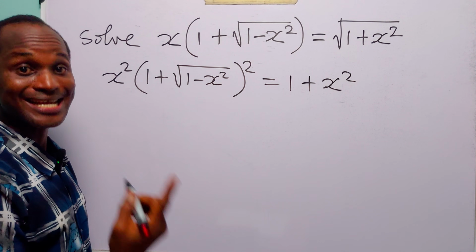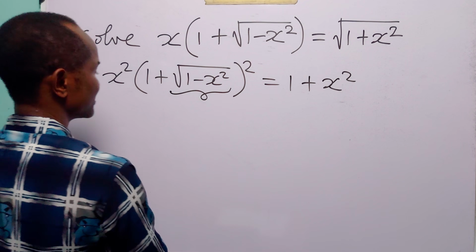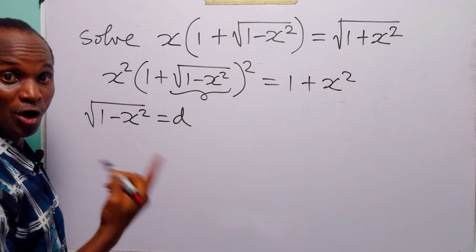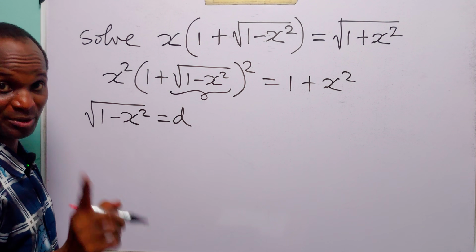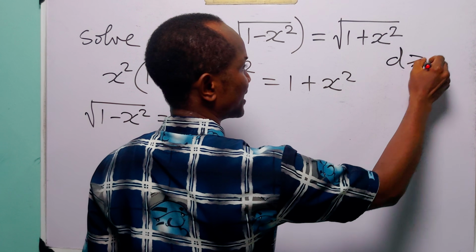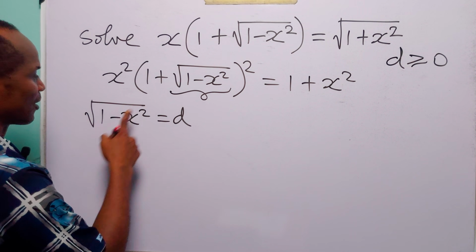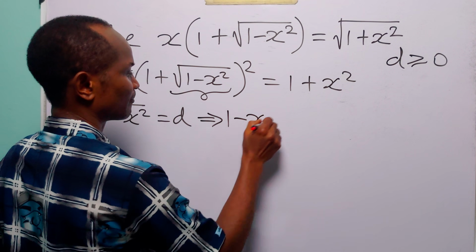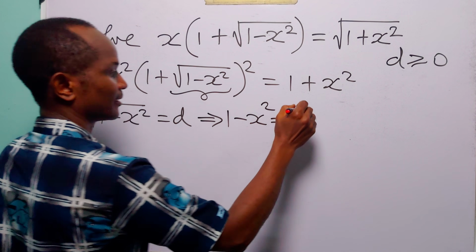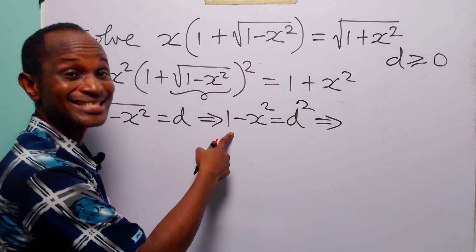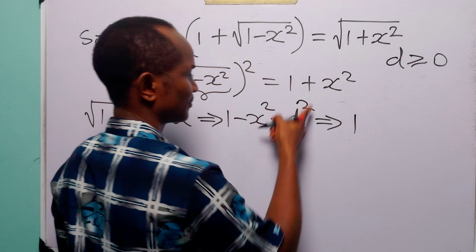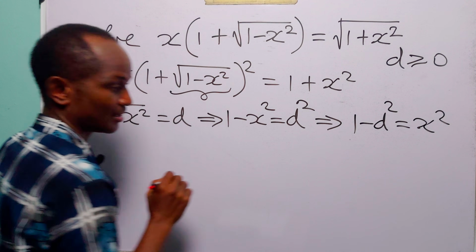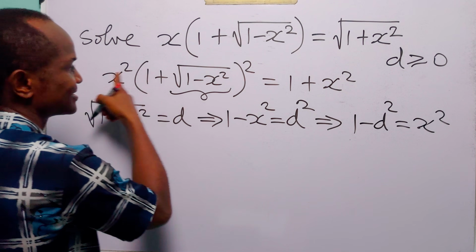Now, the next thing we are going to do is a substitution. Let us call this quantity, that is the square root of 1 minus x squared, d. Of course, since d is a square root, it must be positive, so d must be greater than or equal to 0. When we square both sides of this equation, we have that 1 minus x squared will be equal to d squared. And when we rearrange this equation, we have that 1 minus d squared will be equal to x squared.